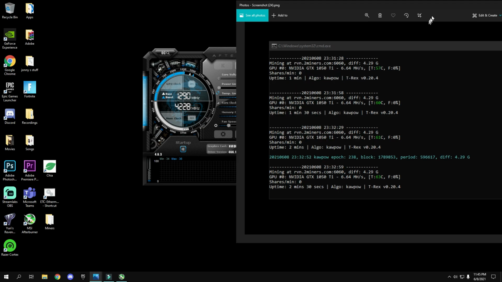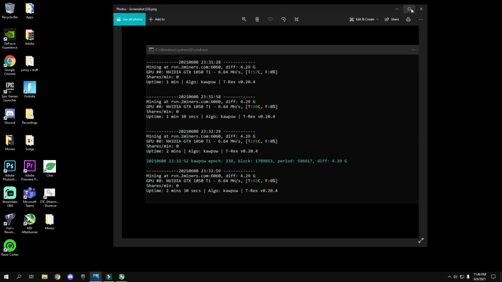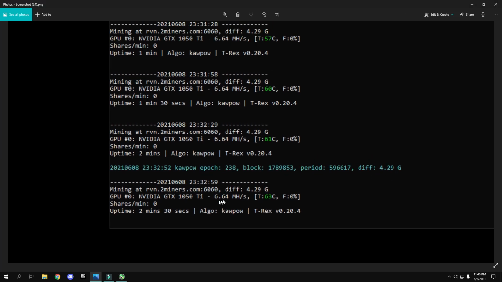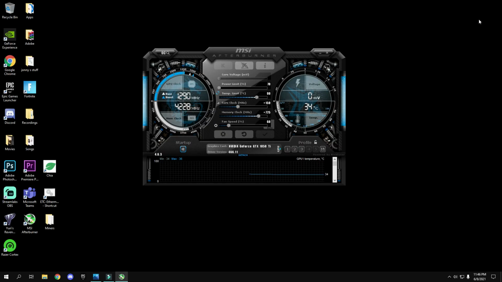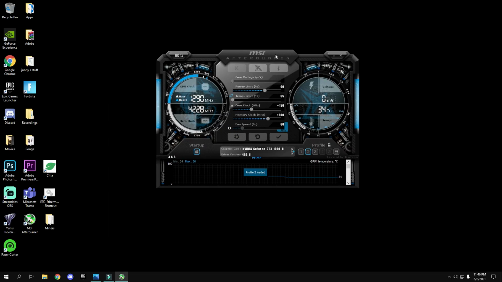So for my Ravencoin mining, I get about 6.64, like that. It could go up to 6.68 or so, so the average is 6.6. The overclocks on Ravencoin are these.